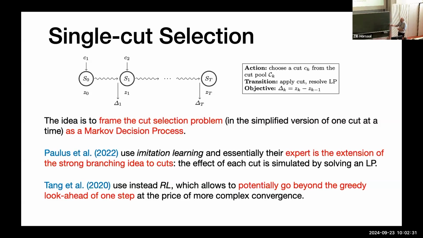So this is the learning scheme. In Tang et al., instead, what they are doing is reinforcement learning. So potentially they can go beyond this, but reinforcement learning is a complicated framework to run and to make converge. Again, single cut selection is a little bit disappointing, in the sense that we know that we will never go one cut at a time. We will go for multiple cuts at the same time. There is a little bit of research in this direction as well, but this is very much at the beginning.